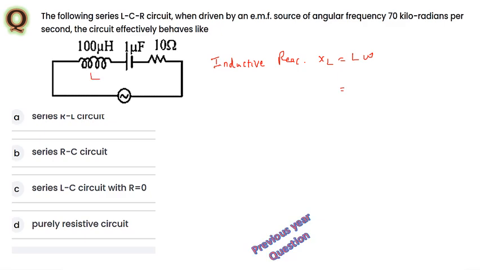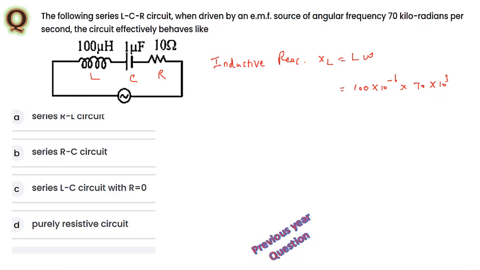This is about the inductor, this is about the capacitor, and this one here is about resistance. In this LCR circuit, the inductance here is 100 microhenry. Micro means 10 power minus 6. Omega, what they have given here, is 70 kilo, 70 into 10 power 3 radian.